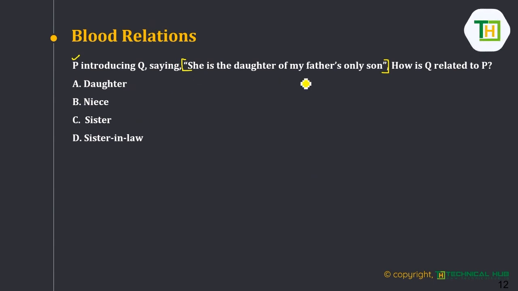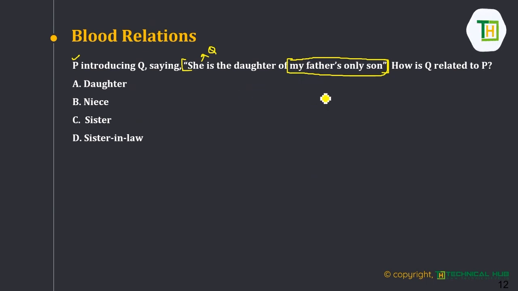She is the daughter of my father's only son. She is nothing but Q, because P is introducing Q. Now what he's saying, Q is the daughter of my father's only son. Okay, so who can be my father's only son?